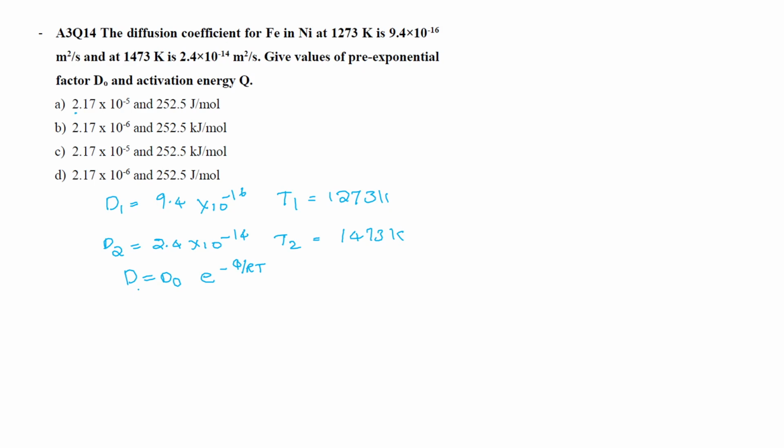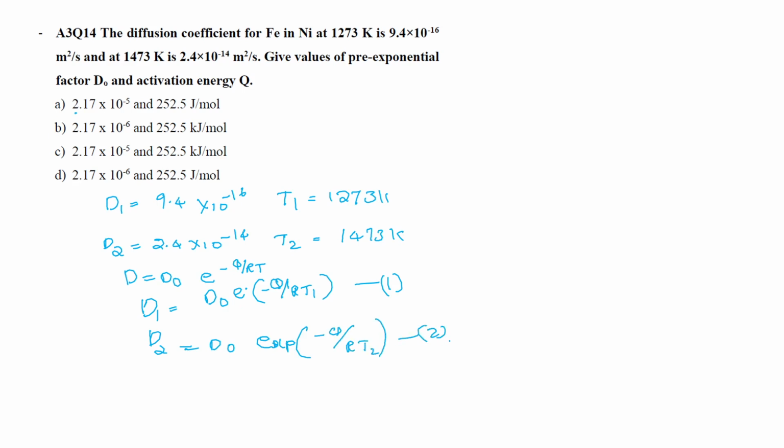So this problem, how will you solve? You have to compare those two values. The base formula you already know: D is equal to D0 exponential of minus Q divided by RT. Here you can write D1 as D0 exponential of minus Q divided by RT1, which you can call equation 1, and D2 as D0 exponential of minus Q divided by RT2, which you can call equation 2.